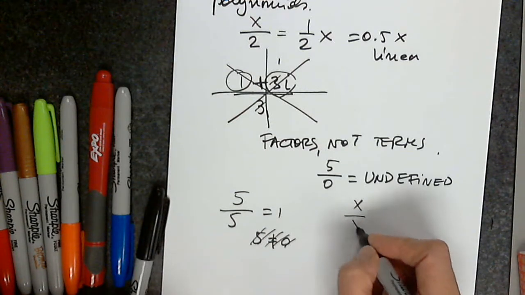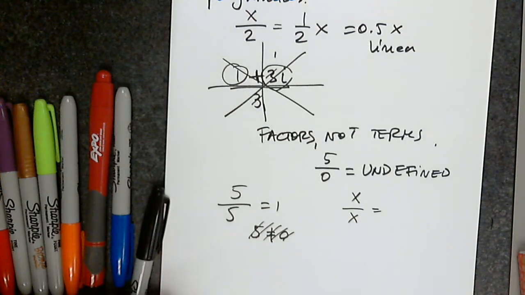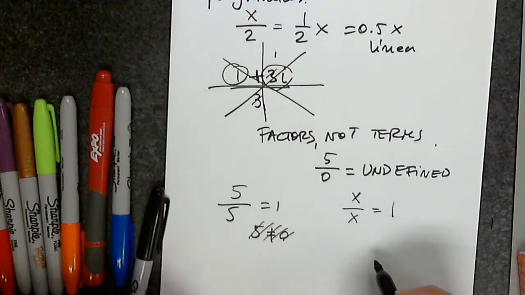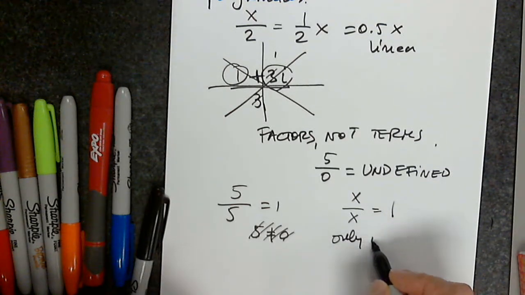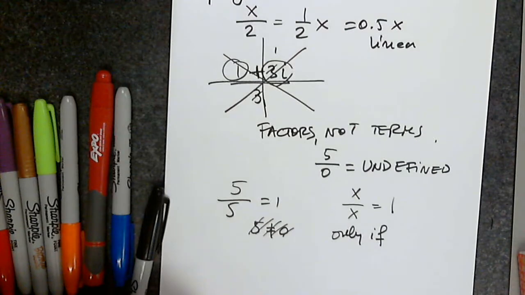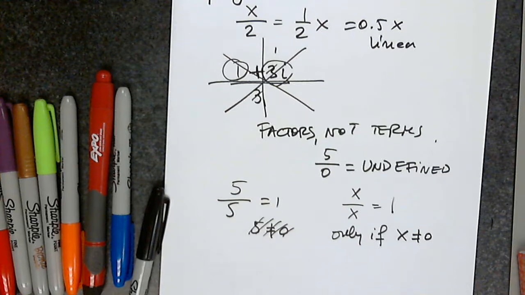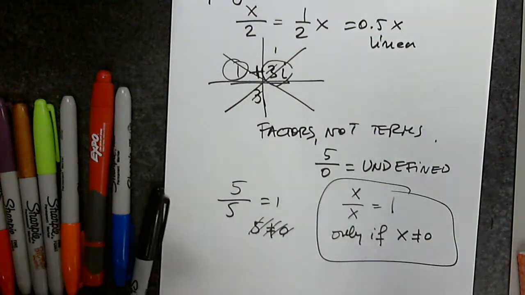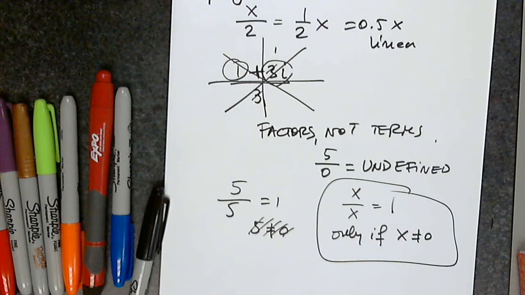Okay, what about x divided by x? It's definitely 1, but now I have a condition to write. Only if, exactly, which I did not have to do with numbers, because 5 is not 0. No one can change 5 into 0, but here x could be 0. So the correct answer is not 1, but it's 1 only if x is not 0.